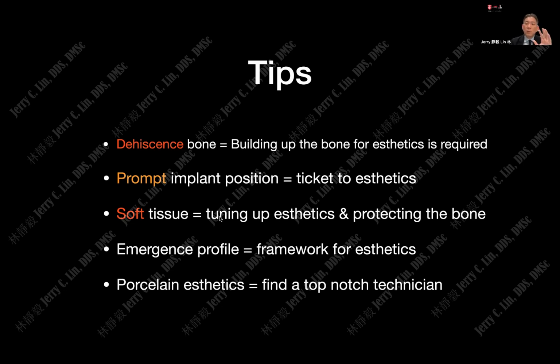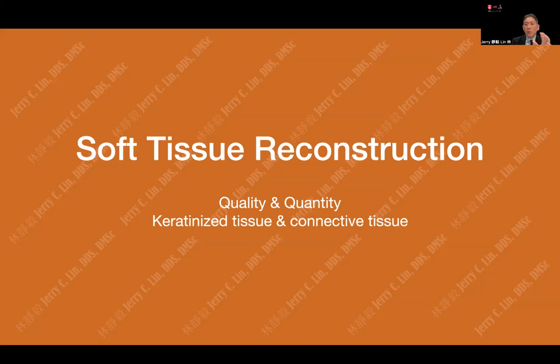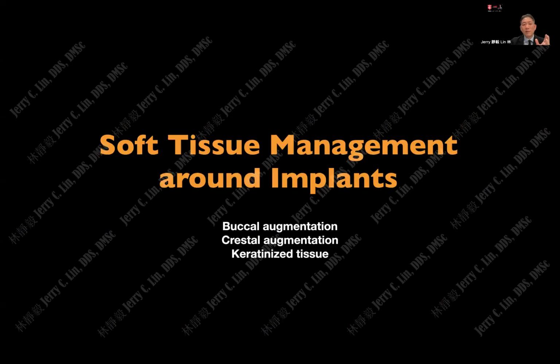So this was the example telling us how I deal with aesthetic issues step by step. So let's begin with the elements of soft tissue reconstruction only. We need soft tissue for implant aesthetics, especially a certain quantity and quality whenever we have cases of this type. So soft tissue management around implants is important, and also is a very hot topic.